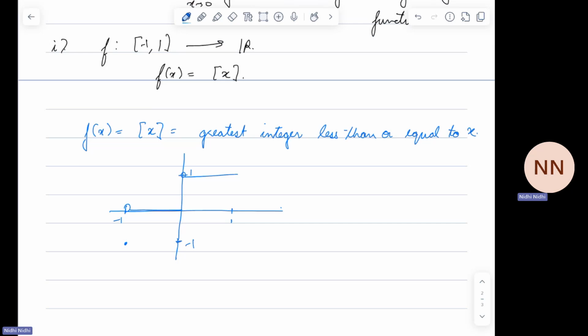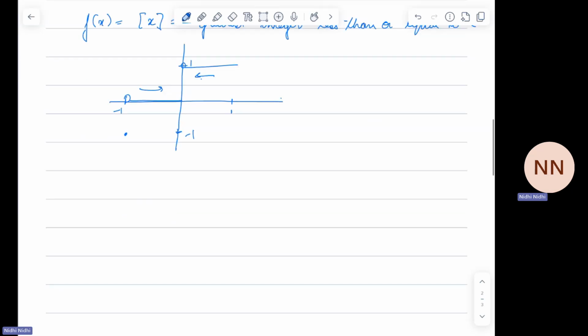So what can we say about limit x tending to 0? Clearly, using the graph also, one can see that when we approach 0 from the right hand side, the function goes to 0, whereas when we are approaching 0 from the left hand side, the function is going to -1. So that means the left hand limit and right hand limit are not same, and eventually the limit does not exist.